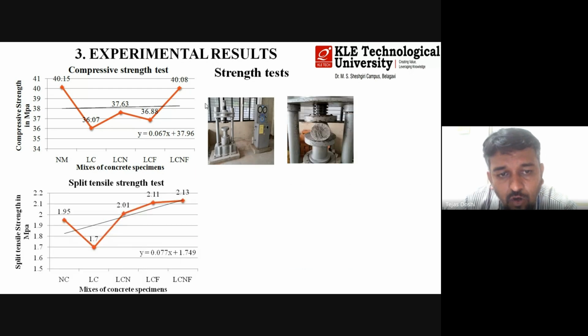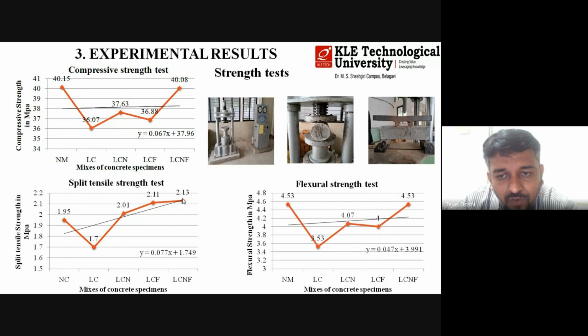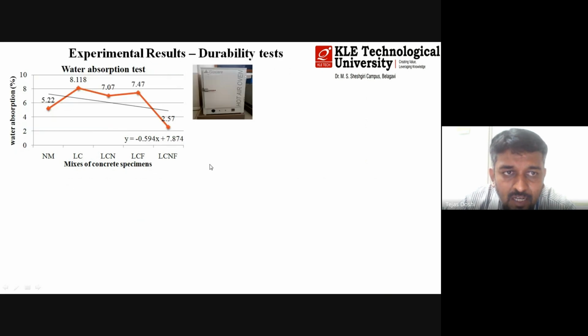The same thing is observed for the split tensile strength, where the nominal mix is 1.95 and the LCNF mix is 2.13. And finally, the flexural strength, the nominal mix is 4.53 and the LCNF mix is 4.53 compared to other mixes. It tells us that the synergetic effect of these components in LCNF leads to higher strength among the mixes. So the trend according to the strength tests is the same for compressive, split tensile, and flexural. Coming to the durability test, the first one is the water absorption test.